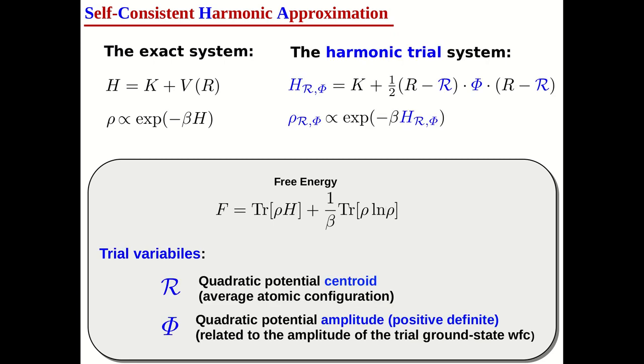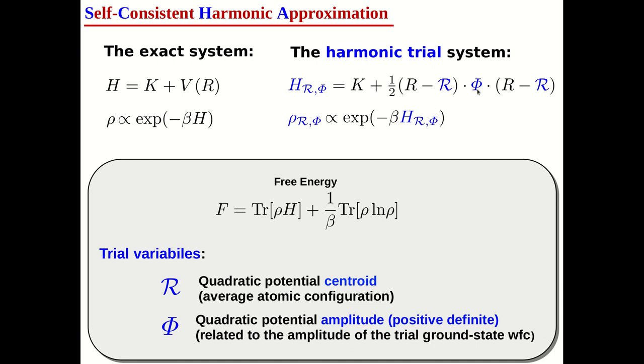Now, in the self-consistent harmonic approximation method, essentially we consider a harmonic trial Hamiltonian. The kinetic part of the Hamiltonian is the same, but we consider trial quadratic potentials, which in general depend on two free parameters. One is this calligraphic R, which gives essentially the centroid, the center of this trial quadratic potential, which corresponds to the average atomic configuration of a system described by this Hamiltonian. And phi here is the quadratic potential amplitude of this trial potential.